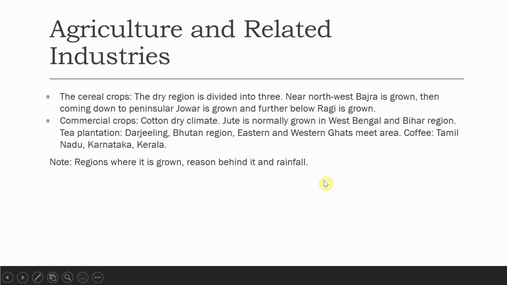And for the cereal crops, the dry region is divided into three. If you take the northwestern part, bajra is grown, and coming to the peninsular, jowar is grown, and further below ragi is grown.